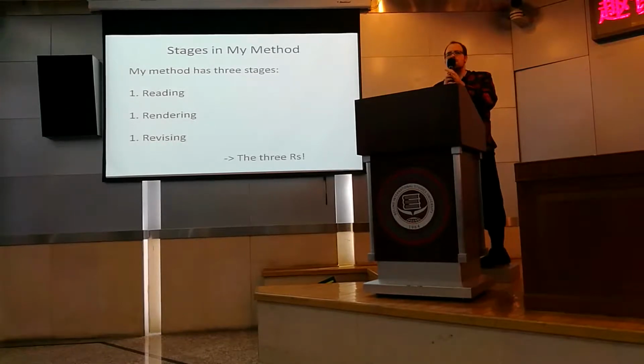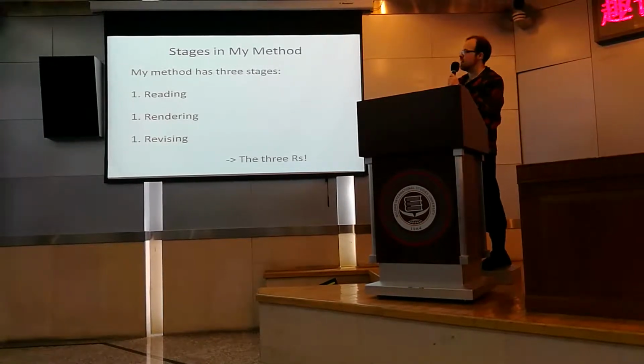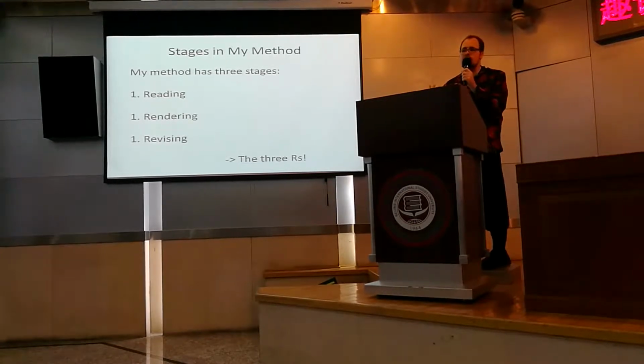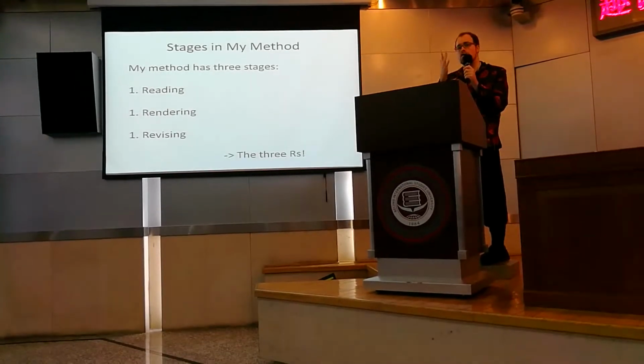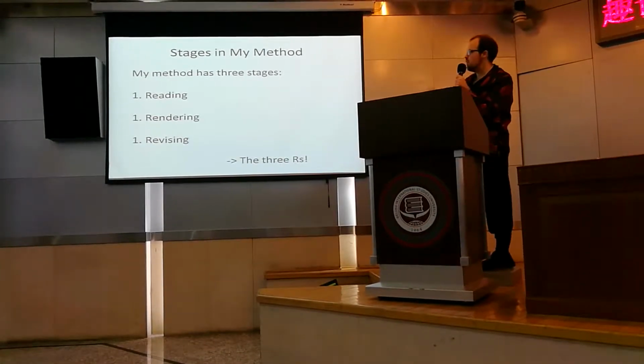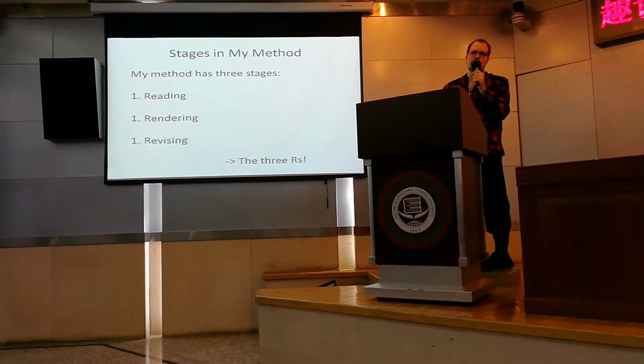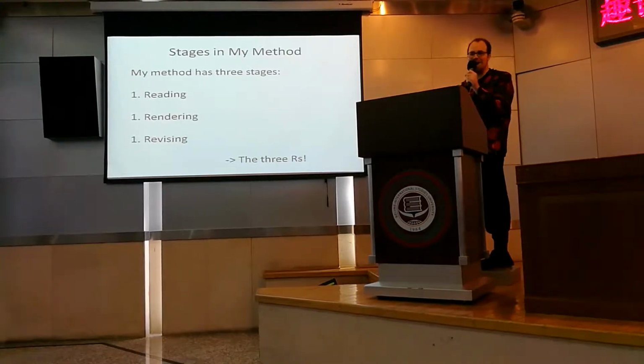Okay, so let me introduce my method. It's very, very simple. There are 3 stages to the method, and I don't know if this works for translating to Chinese, but I imagine it's a similar process. The 3 parts of the process are reading, rendering, and revising. They happen to all start with R, so I'm very, very happy.